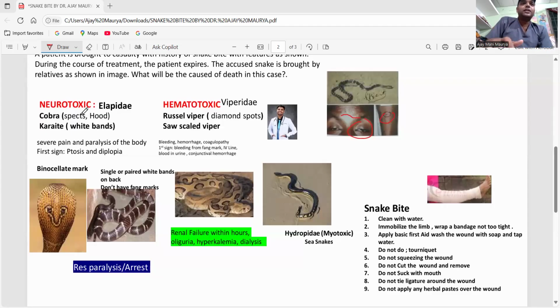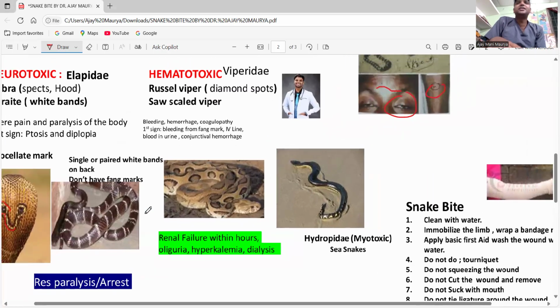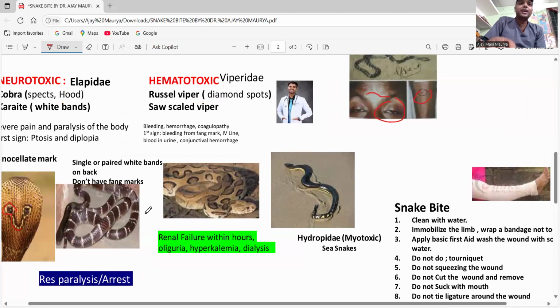What is the special character? This has spectacle marks here, a binocular mark here. So you have to identify this is the cobra. And the next one is the krait. In Hindi it's called kala krait. There are white bands here, single or paired white bands here.